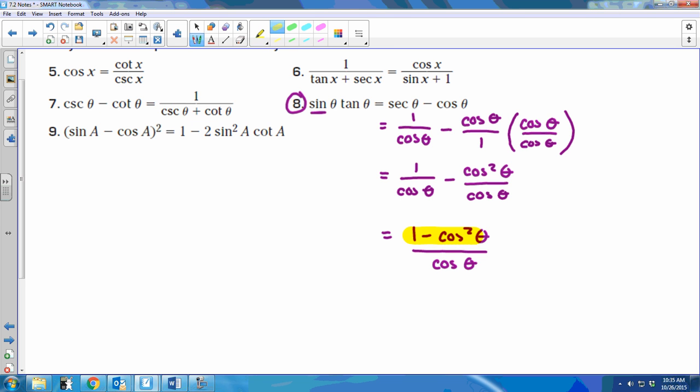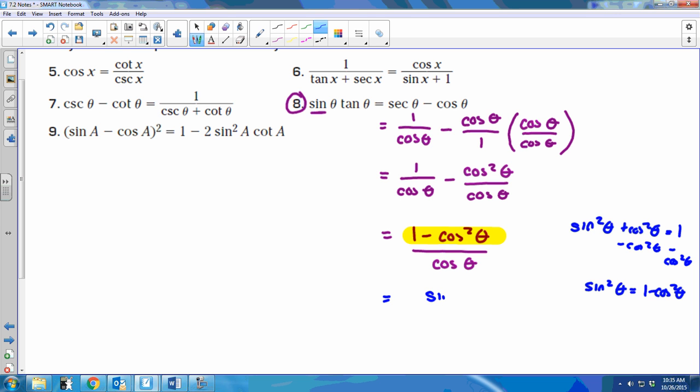What identity do we know that has a 1 and a cosine squared in it? Sine squared plus cosine squared equals 1. So if I rewrite this, I have sine squared equals 1 minus cosine squared, right? So that numerator can also be written as sine squared, because 1 minus cosine squared is equal to sine squared.